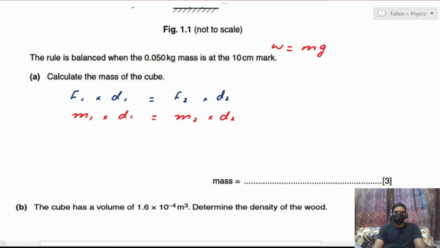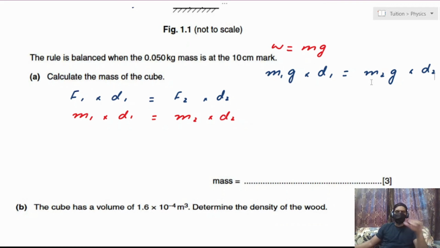And then you can say F1 could be written as m1g into d1, and F2 would be written as m2g times d2. Why are we not writing 1 and 2 in the subscript with g? Because that represents gravitational field strength, and gravitational field strength is the same for both the masses, because both the masses are placed at the same place.